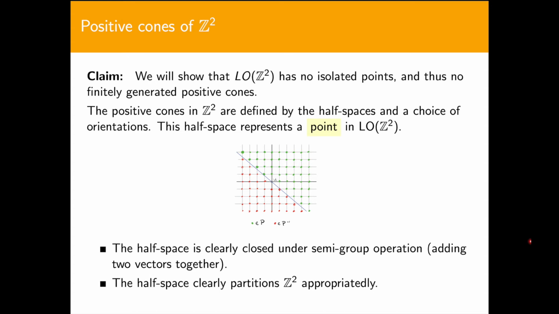Okay, so half spaces and choices of orientation represent points in L of Z squared. And you can check that these half spaces are really positive cones because they're clearly closed under the group operation. Points in these half spaces are vectors, and so if you add two vectors in those half spaces together, then the resulting vector is still in that half space. And these half spaces will also clearly partition Z squared appropriately.